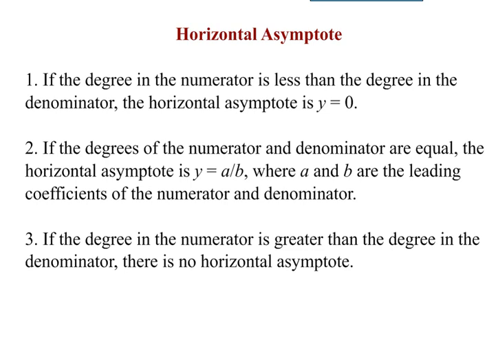So the rules for finding where the horizontal asymptote occurs. First rule, if the degree in the numerator is less than the degree in the denominator, the horizontal asymptote is y equals 0. Second, if the degrees of the numerator and denominator are equal, the horizontal asymptote is y equals a over b, or a divided by b, where a and b are the leading coefficients of the numerator and denominator. The third rule, if the degree in the numerator is greater than the degree in the denominator, there is no horizontal asymptote.